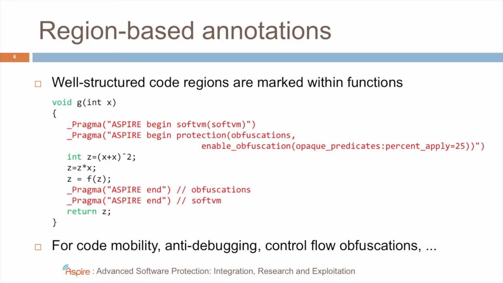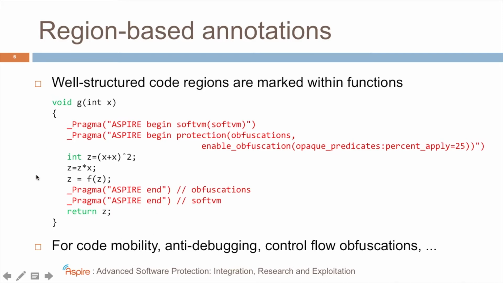Now these regions can be nested, and we also specify that after opaque predicates have been inserted, this code should actually be translated to bytecode for interpretation with our soft VM. And so you see that we have nested regions. We also have a begin and end for the soft VM. This type of annotation with different parameters, we use it for many different protections like code mobility, anti-debugging.